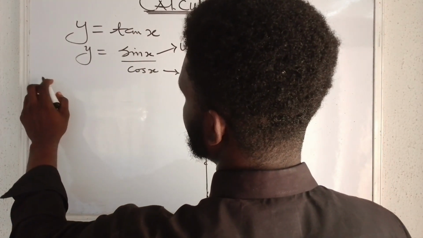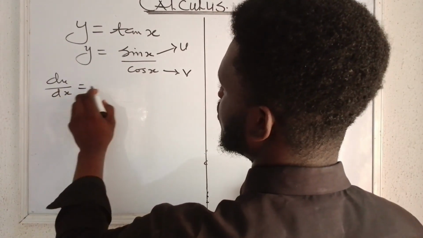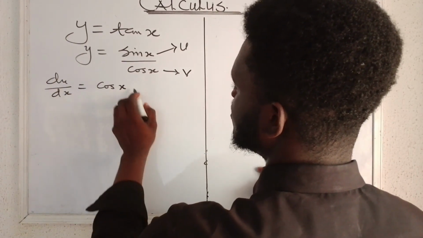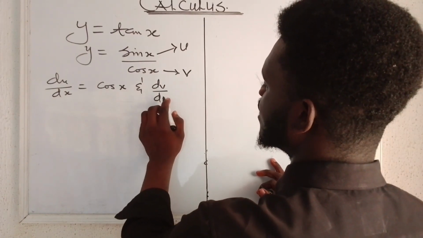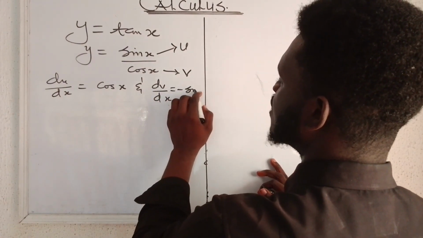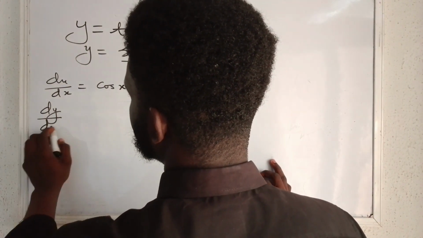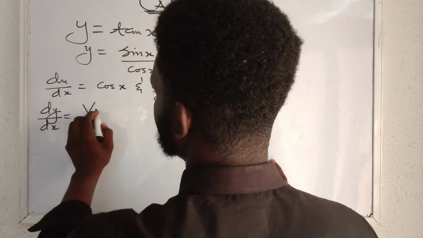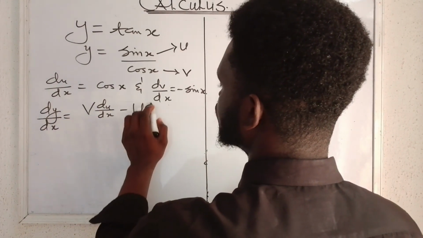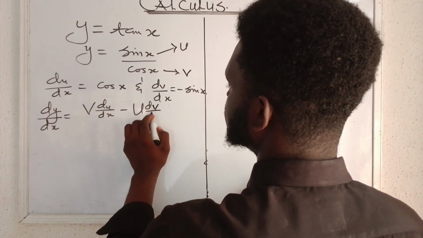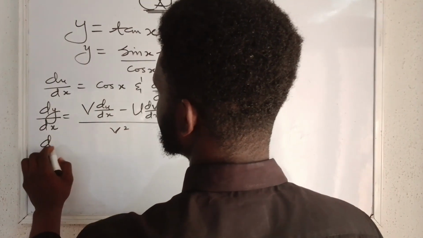So automatically we know that du dx, if you differentiate sine x, you're going to get cos x, which is the cosine of x. And if you differentiate v with respect to x still, you're going to get a negative sine of x. So with that, we can just go straight using our formula. dy dx we know is equals to v du dx minus u dv dx, all divided by v squared.